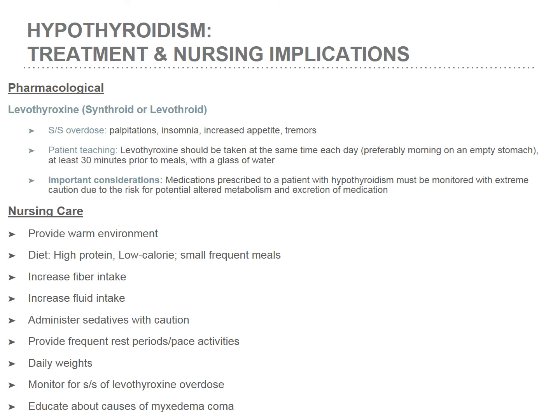And then signs and symptoms of overdose. So maybe their dose is too high. So how would you know if their dose is too high? Well, they're going to present like hyperthyroid patients. So they're going to have some palpitations, insomnia, increased appetite, maybe some tremors. So basically their metabolism is going to be accelerated and hyper, like in hyperthyroidism. So the patient should also be aware of those signs and symptoms of overdose, or too much hormone replacement.